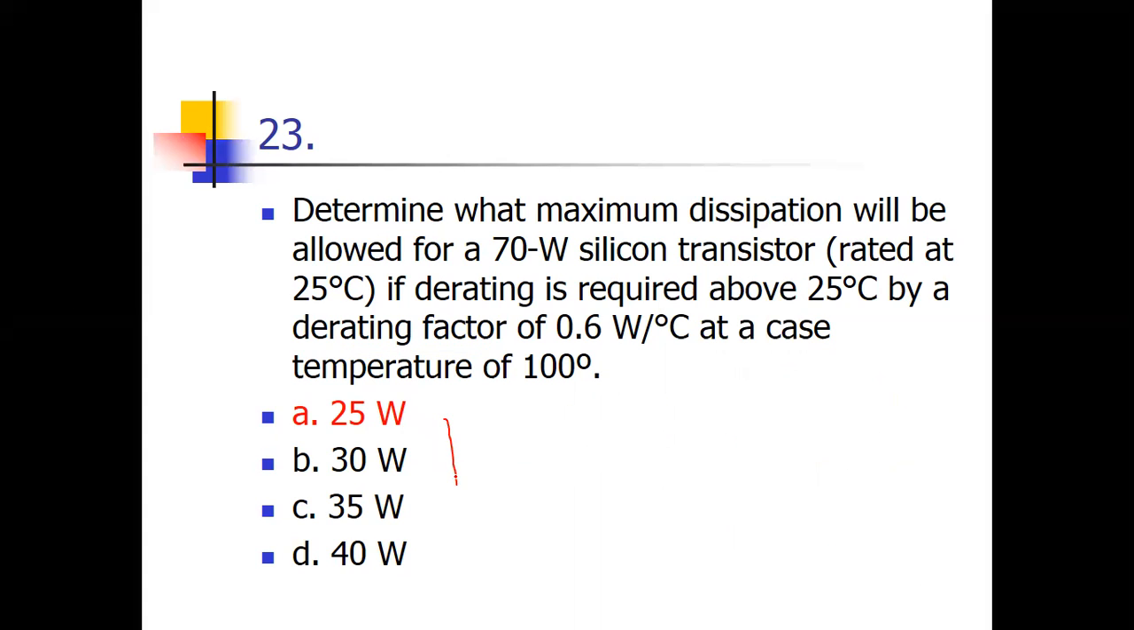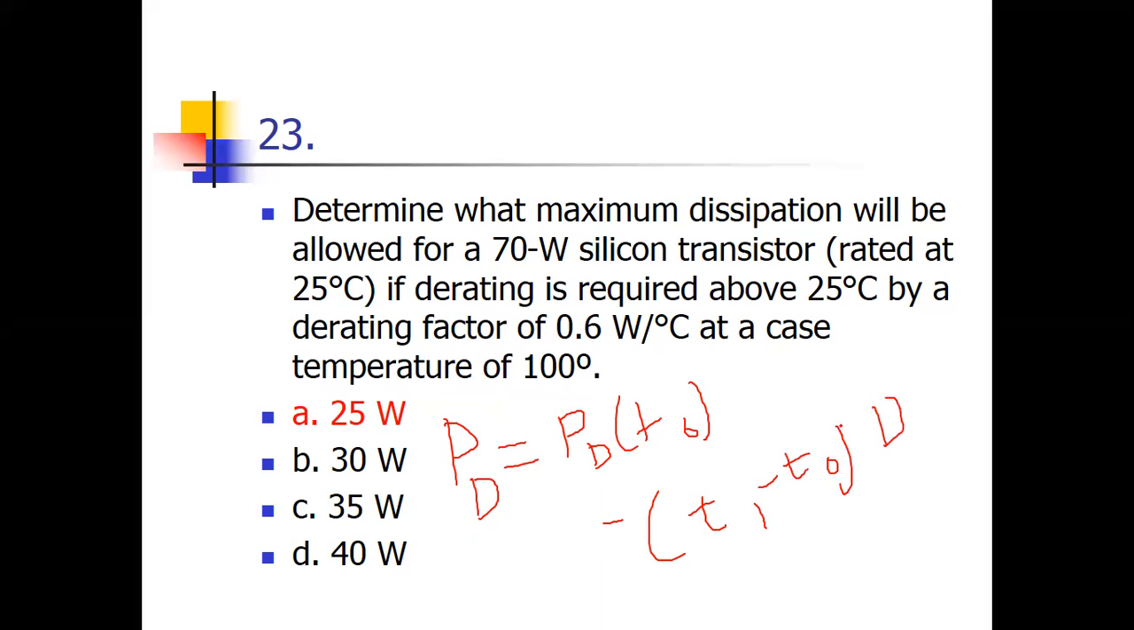Again, listen, you want to calculate power dissipation. The expression is power dissipation at some given initial temperature. Suppose I'm taking T naught minus the difference of temperature, T1 minus T naught, multiplied by the derating factor. So now what is given here? The initial rating temperature is 25 degrees centigrade.